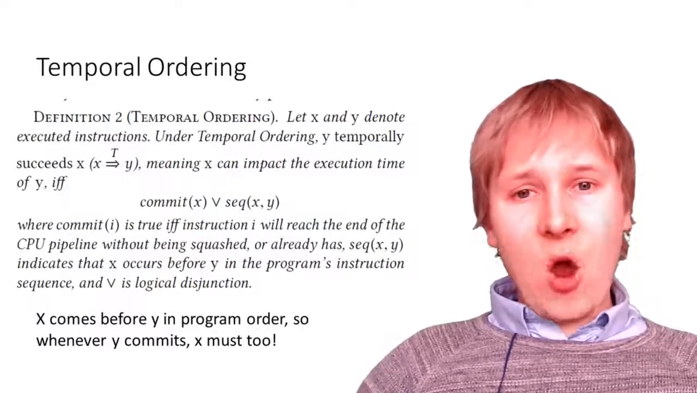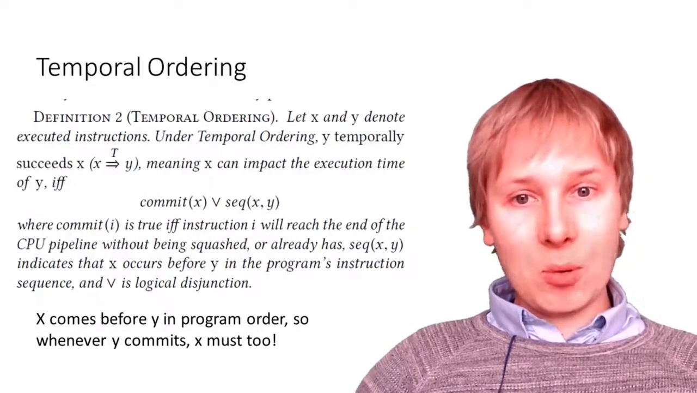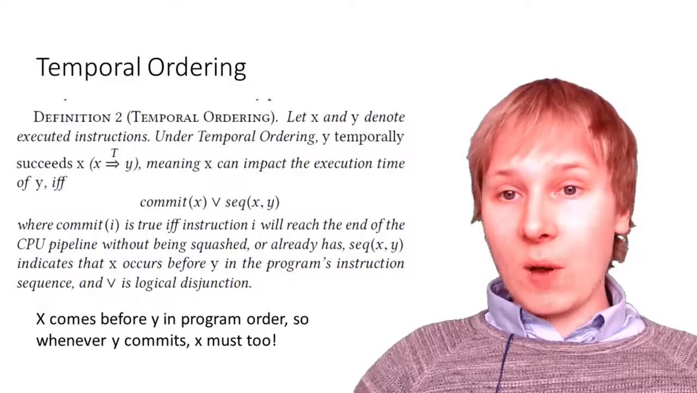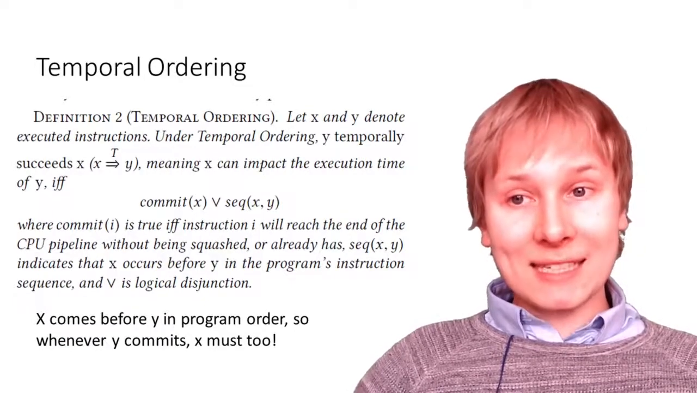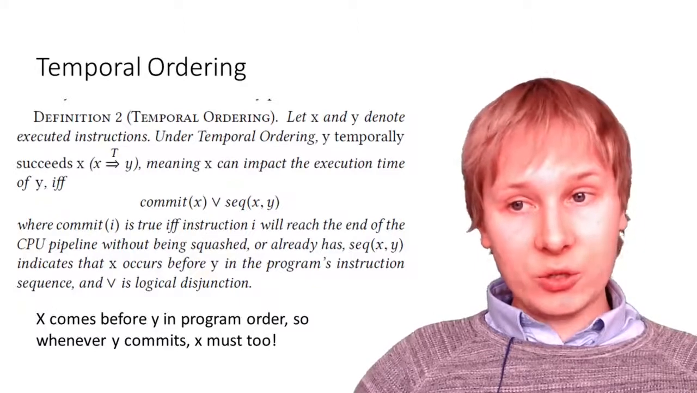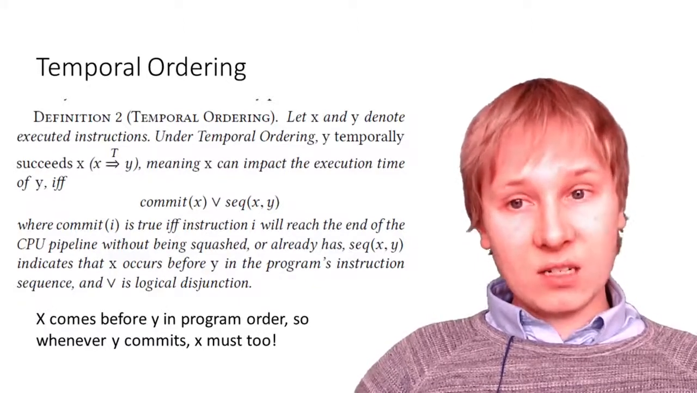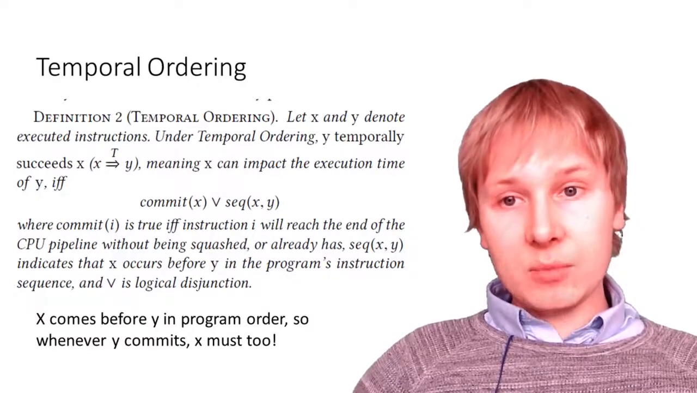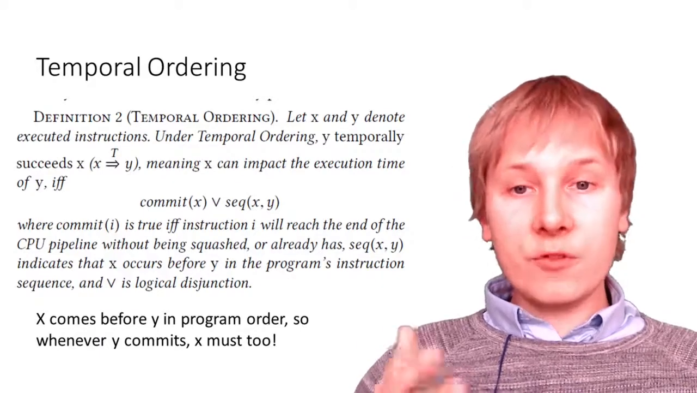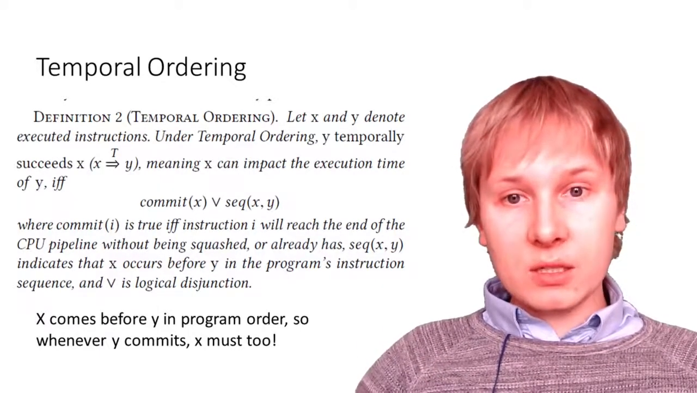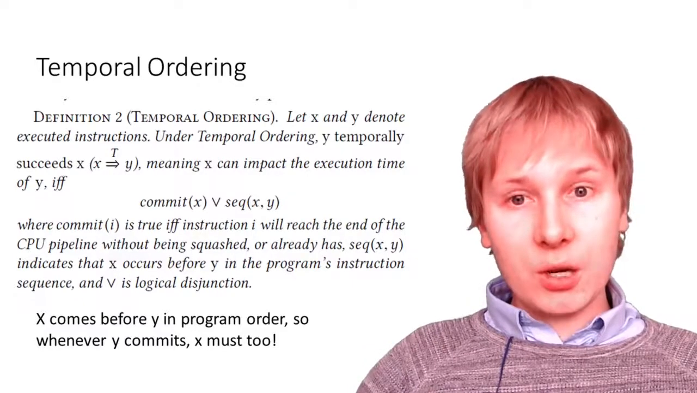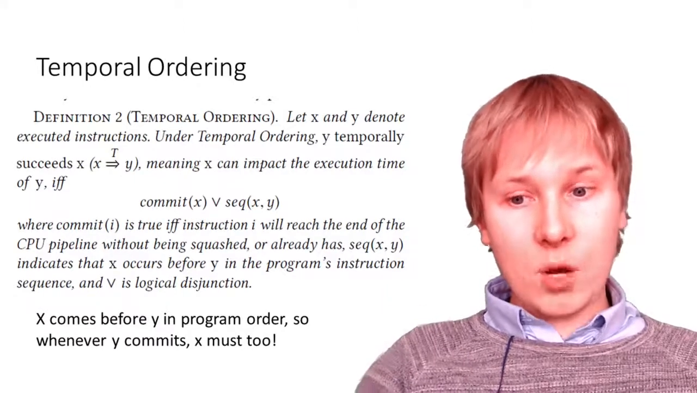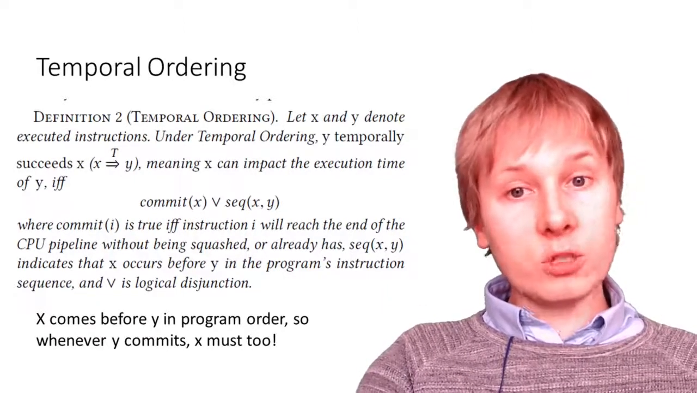A slightly simpler over-approximation that's very easy to implement in hardware, so that's what we use in this paper, is what we call temporal ordering, where Y temporally succeeds X, meaning X can impact the execution time of Y, if either X is guaranteed to commit, or already has, or X and Y are in sequence with each other, so X comes before Y in program order. The front end of a processor fetches instructions with increasing levels of speculation, but once that speculation stops holding, you then restart execution from a new point.